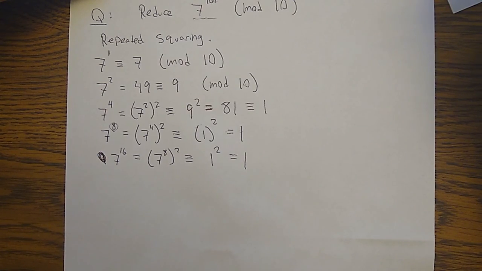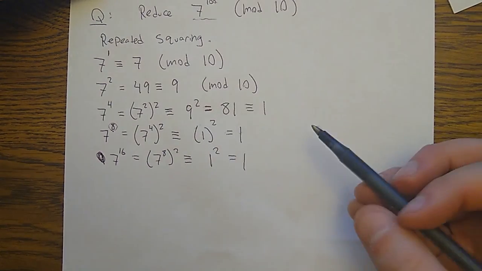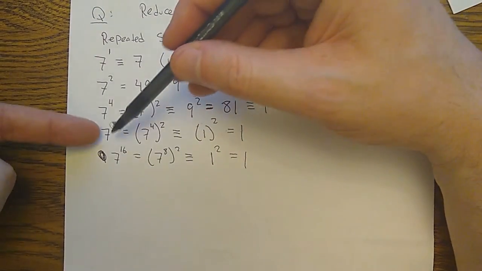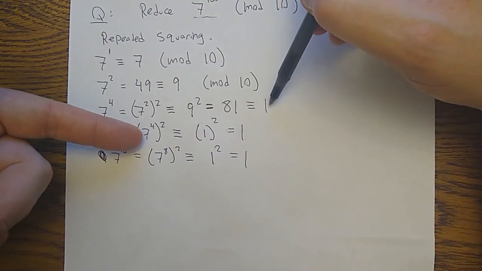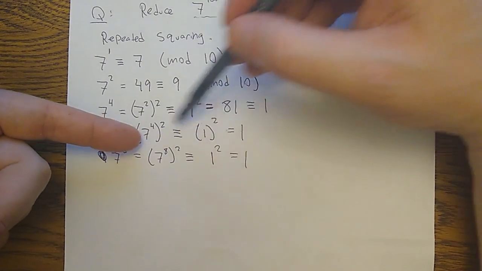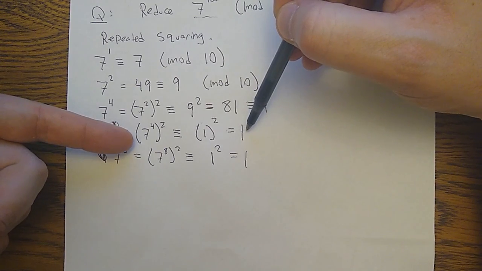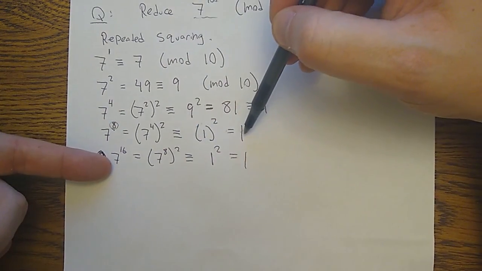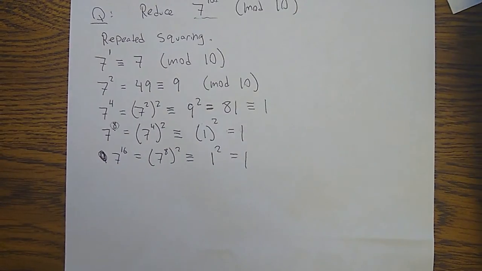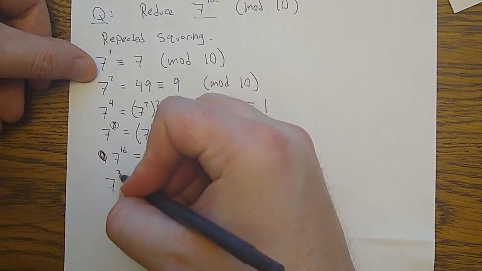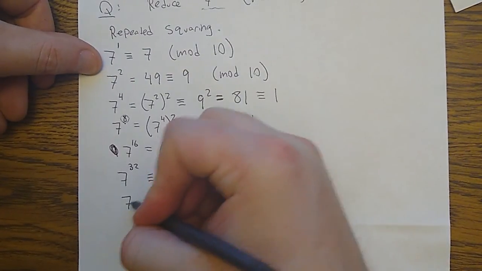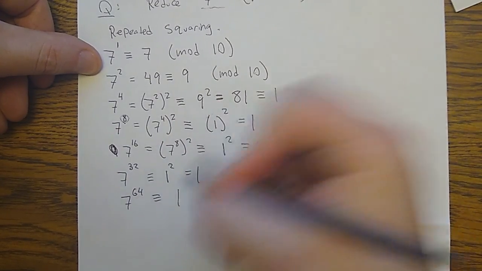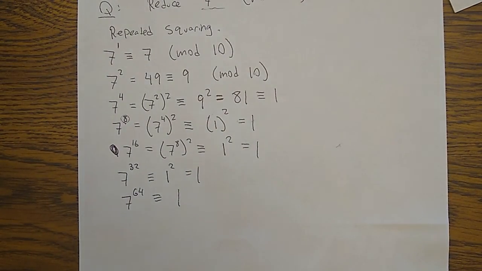Now, if we think about it, that's going to keep happening, because what am I doing each time? To get this one, I took the last one and I squared it. If the last one's a 1, then when I square it, I'm going to get a 1 again. And then for the next one, I'm going to be squaring that one, and I'm going to get 1 again. And I'm going to keep getting 1. 7 to the 32 is the last one squared, so 1 squared is 1. 7 to the 64th is also going to be congruent to 1.